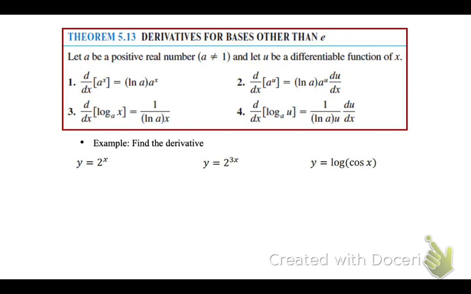The second one is a to the u. Remember, u is like x plus 2 or 2x. It's not just a number, or not just an x. It's the natural log of a times a to the u. And if it was me, I would not put du dx. What have we been putting? u prime. I don't like the order it's written in, so I'll write it in a different order: a to the u, u prime, natural log of a. I like the natural log of a at the back.